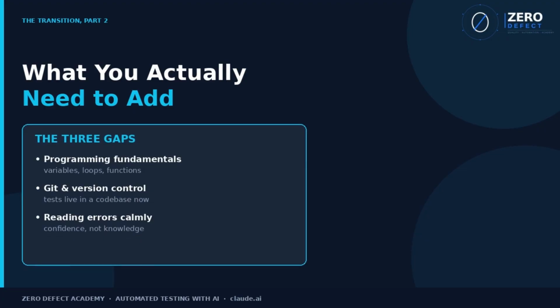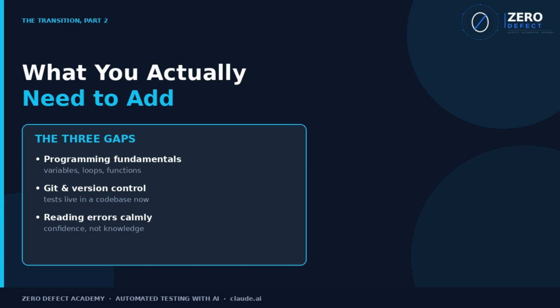What manual testers actually need to add? So what's actually missing? 3 things, specifically. Programming fundamentals, the same variables, loops, and functions from stage 1. Git and version control, because automated tests live in a codebase, not a spreadsheet or test management tool. And comfort reading error messages and stack traces without panicking. This one is purely a confidence skill, not a knowledge gap, and it goes away with repetition.